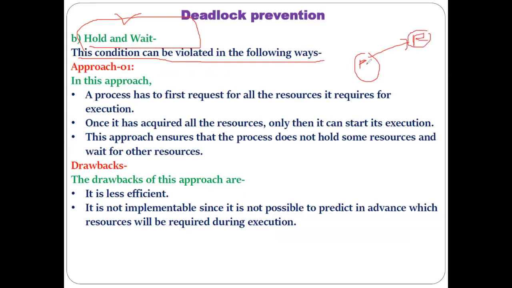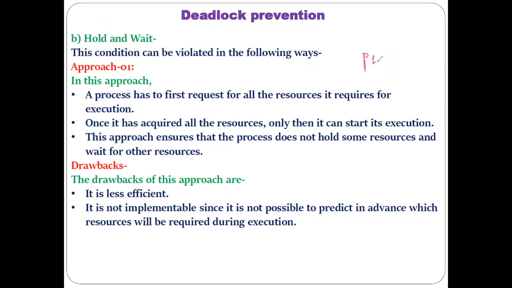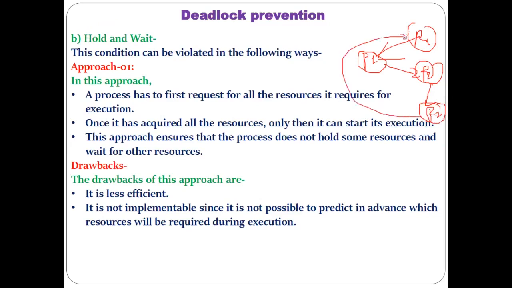Okay. There is a process P1 which is holding the resource R1, and still P1 is waiting for the resource R2, where that resource R2 is already held by the process P2. And this process P2 is waiting for the resource R1. So that is the hold and wait condition, meaning one particular process is holding some resource and waiting for some other resource to complete its execution, where that other resource is already allocated to some other process. So that is the hold and wait condition.